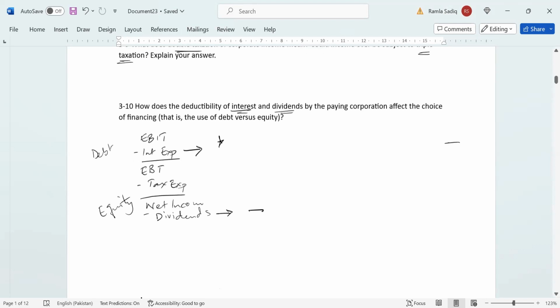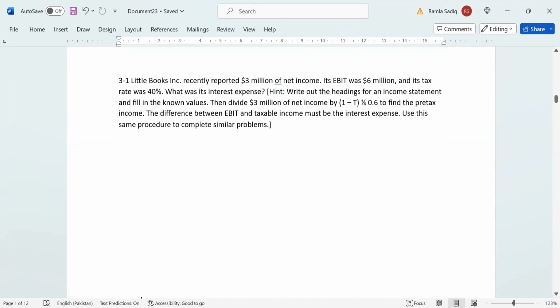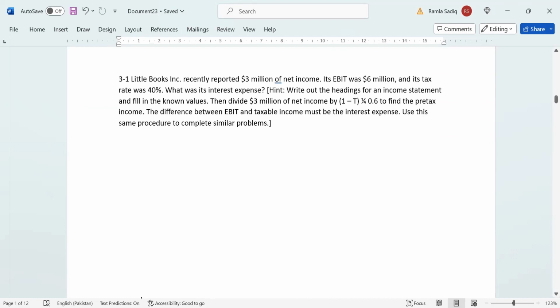Now, that's all essentially for the theoretical aspects within this topic, but now we want to go into the quantitative aspects. And so for the quantitative aspects, the first question that we're looking at is 3-1. Again, we are still using Brigham and Houston's Fundamentals of Financial Management. And here the question says, Little Books Incorporated recently reported $3 million of net income. Its EBIT was $6 million and its tax rate was 40%. What was its interest expense?